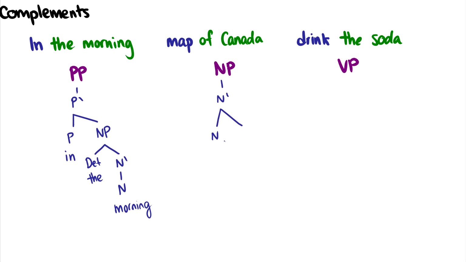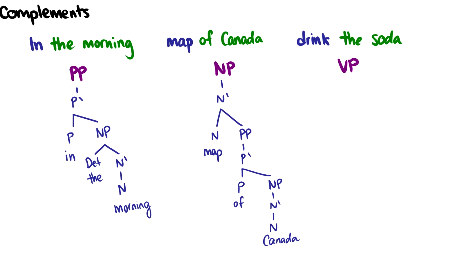But our head map takes a complement of Canada, and of Canada is a prepositional phrase. So we can go down to of, which is the head of the prepositional phrase, and of needs something. It can't just be the map of, it has to be the map of something. So that something is our complement, map of Canada, which is our NP, and there's no specifiers or adjuncts here, it's just the head, so map of Canada. I'm going to be really detailed and draw out all these bar levels for the first few videos. We'll condense it later when you get the big idea and the big picture behind the bar levels.